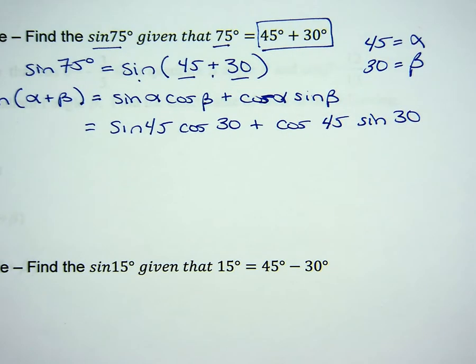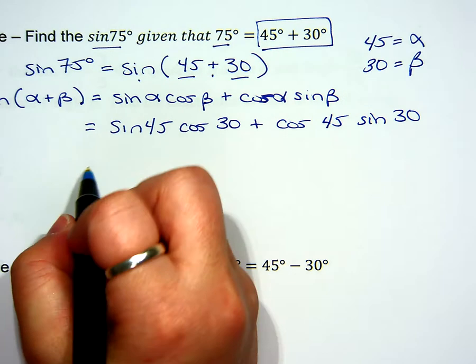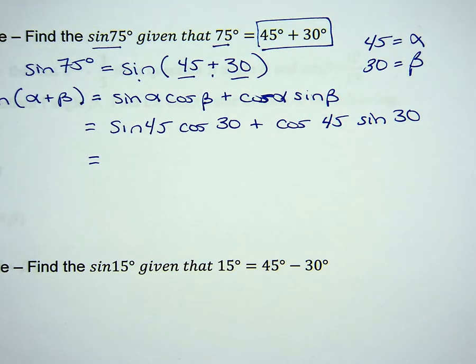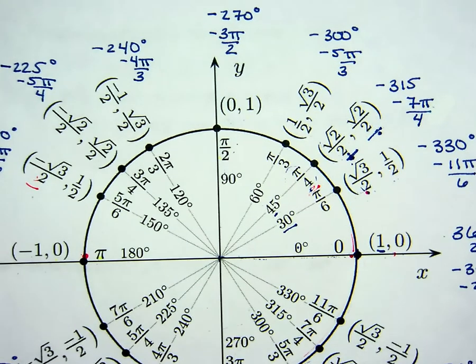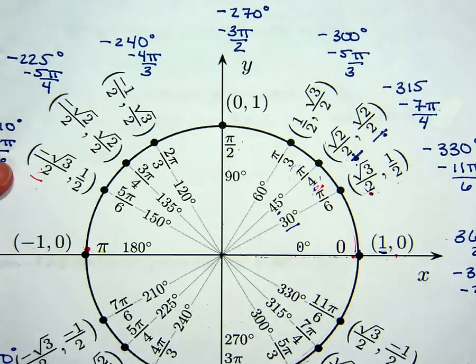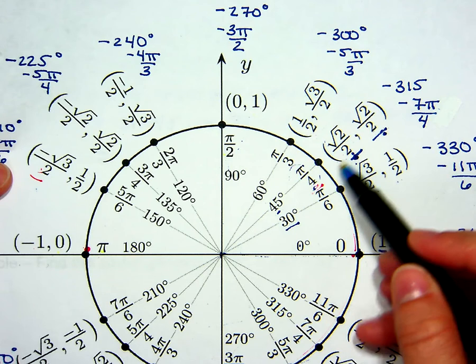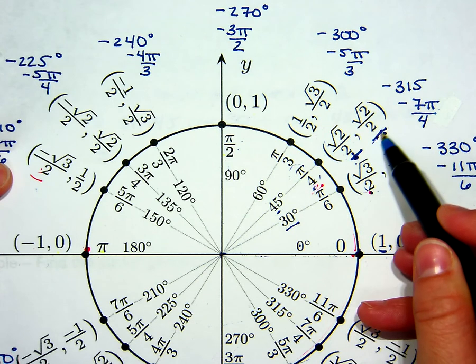Again, sine is the y coordinate and cosine is the x coordinate. So you've got your unit circle. First of all, I want sine of 45 degrees. At 45 degrees, the y is square root of 2 over 2.